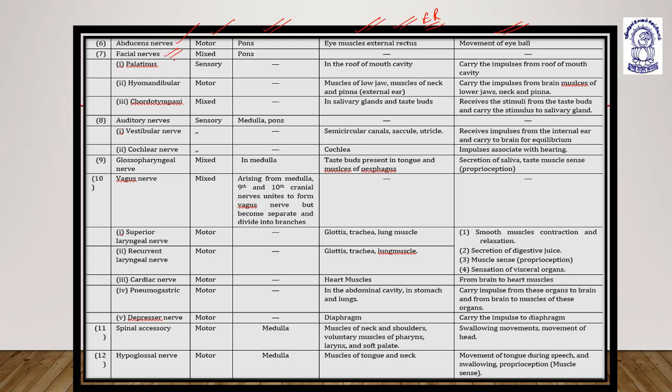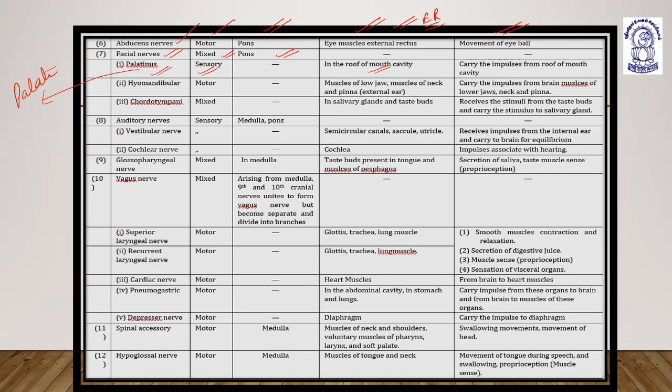The facial nerve is also mixed. Its origin is the pons. The first part is the palatine nerve. It is sensory in the roof of the mouth cavity, supplying the palate.